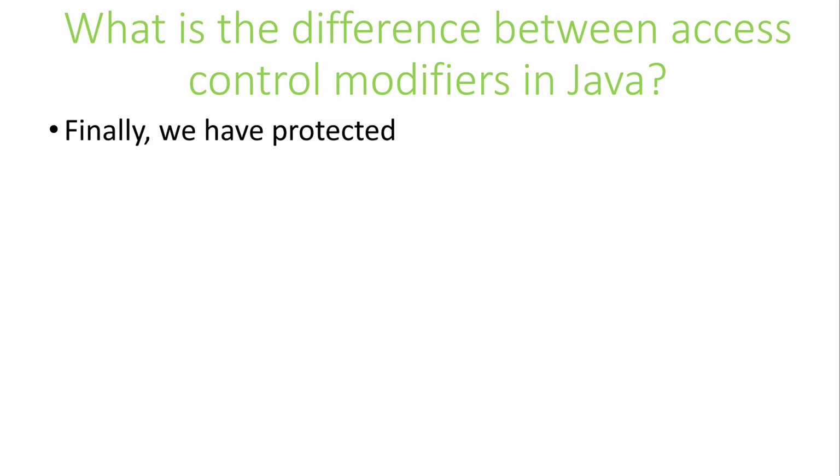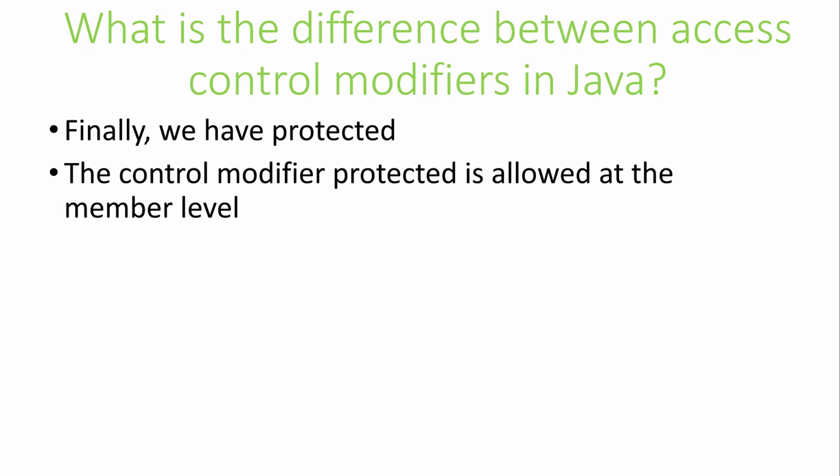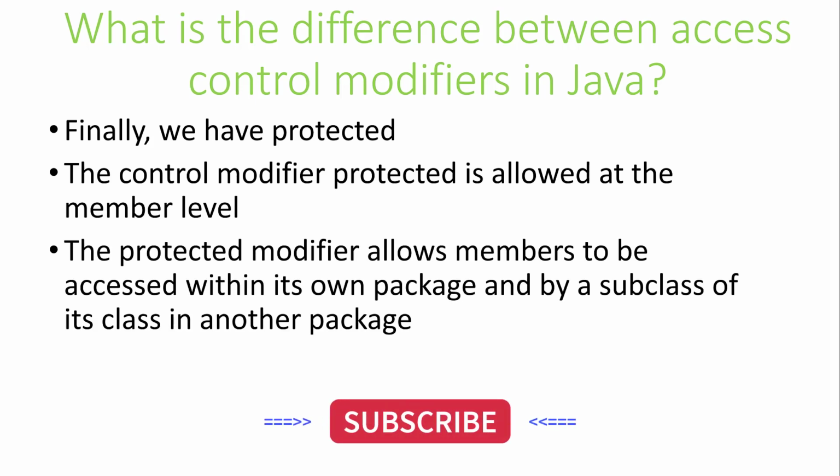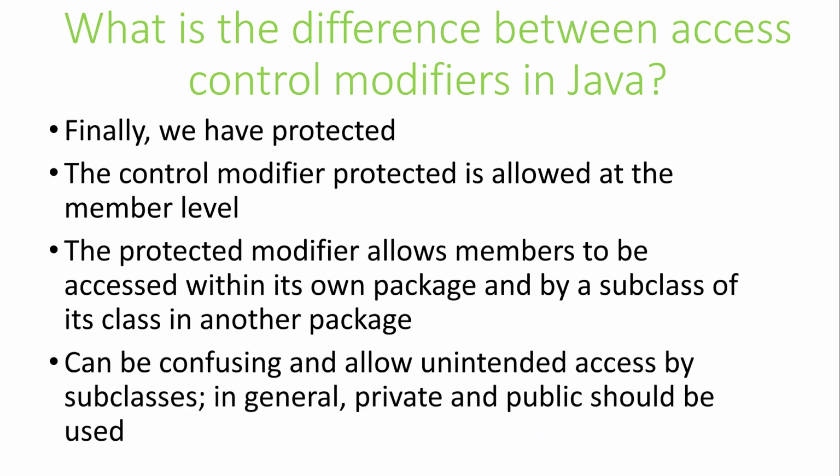This access modifier is allowed at the member level. The protected modifier allows members to be accessed from within the current class as well as by subclasses in another package. While useful, protected, much like package private, can be confusing, misunderstood, and result in unintended access. Confusing code is antithetical to secure coding. Using either private or public is clear and easily understood and should be used in most cases.